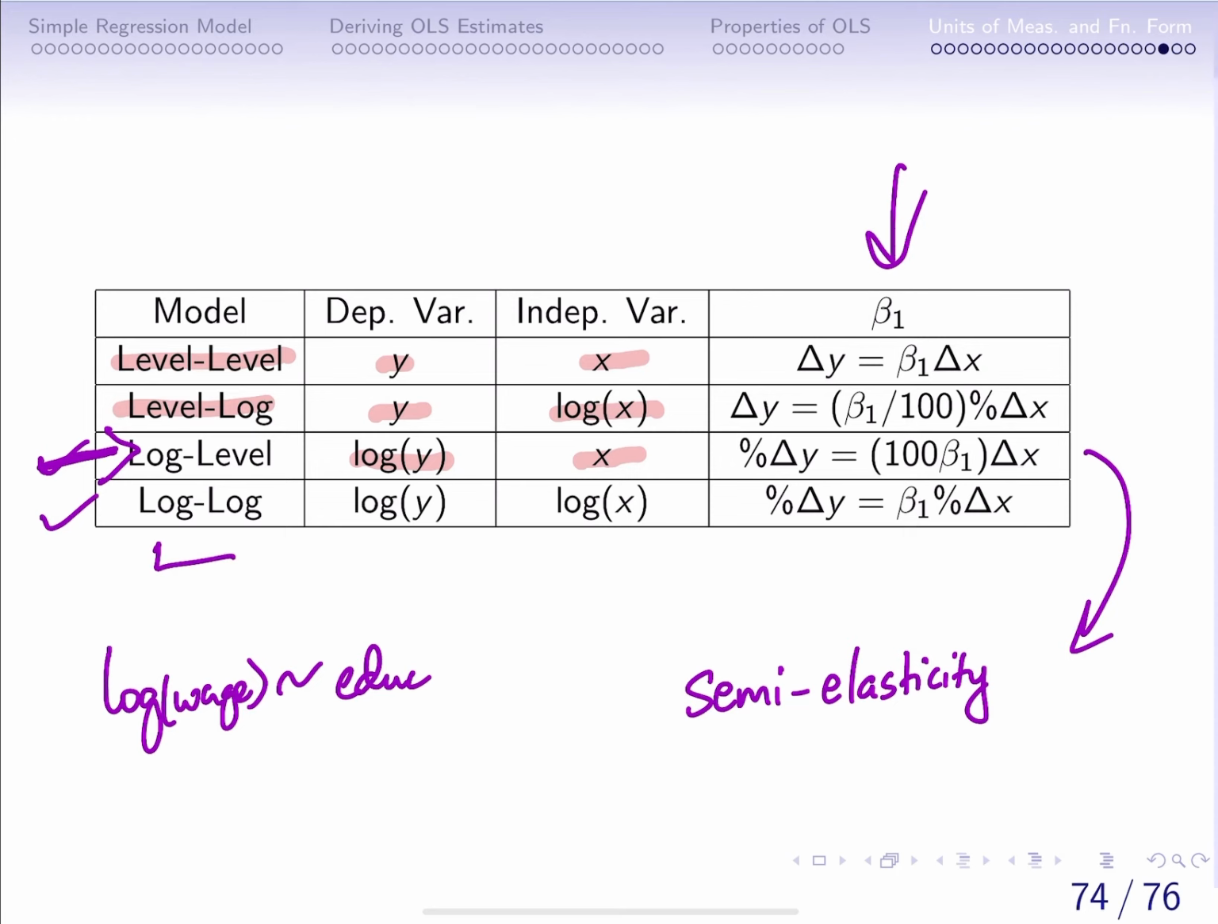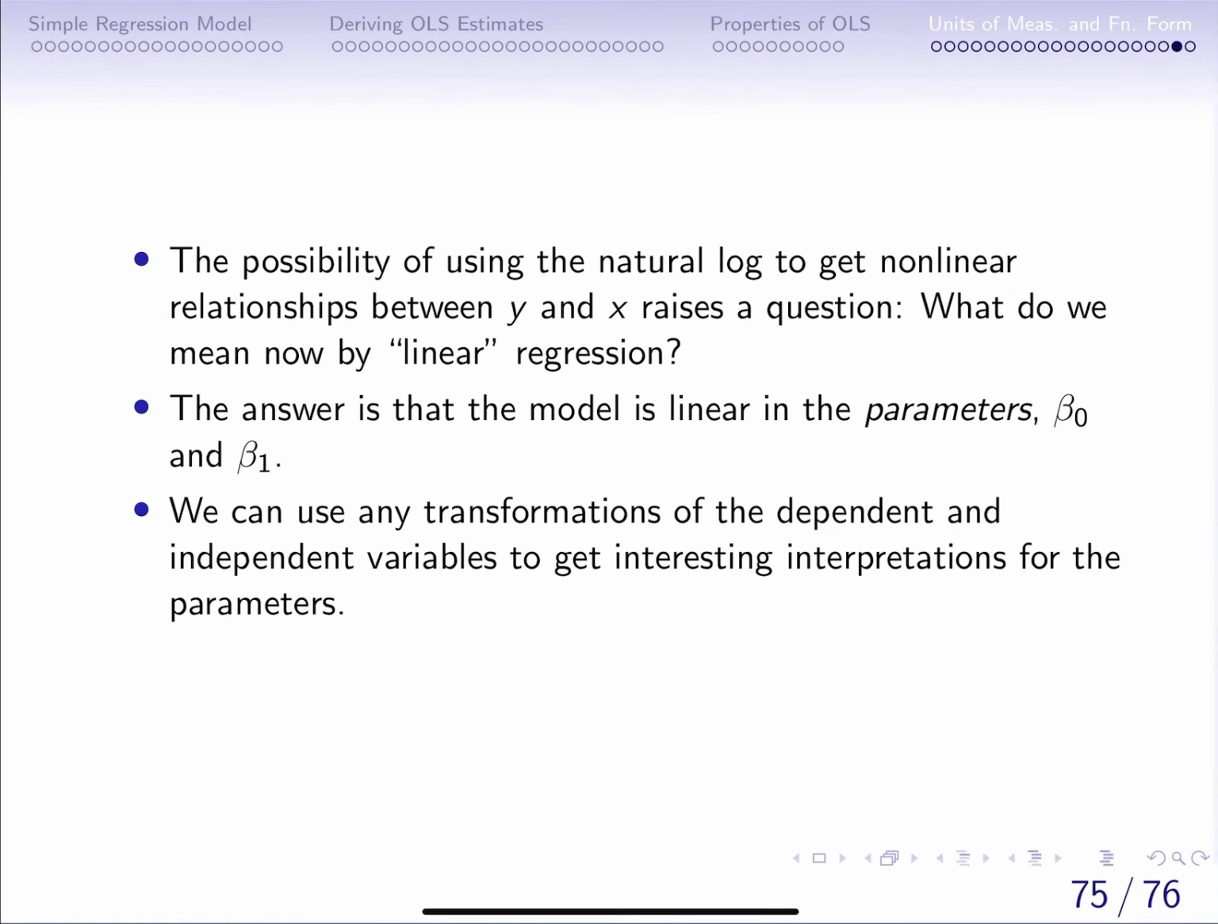And the last one, log-log, which is probably the easiest to interpret, is basically capturing the percent change effect in both the variables. So here, beta 1 is actually just elasticity, okay?